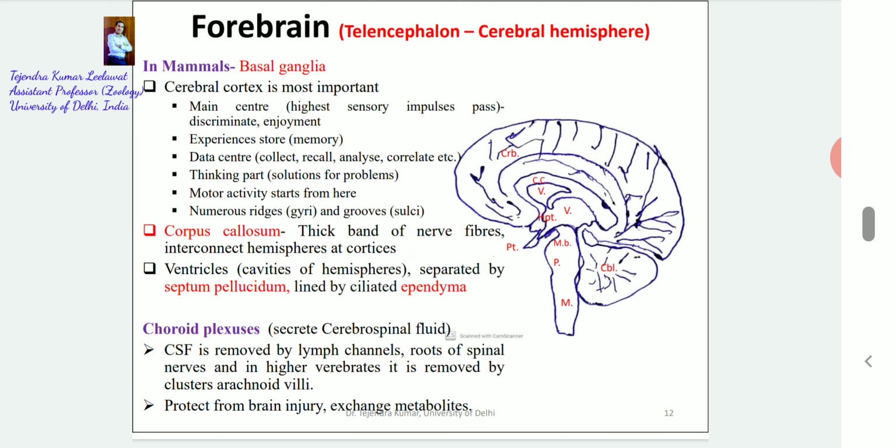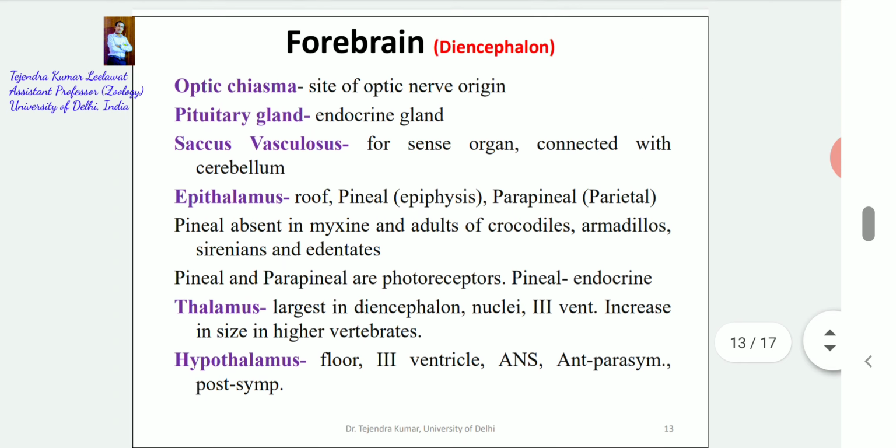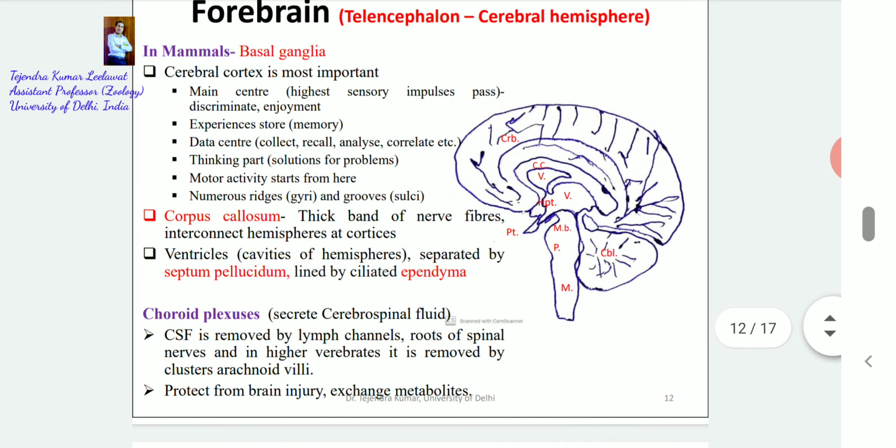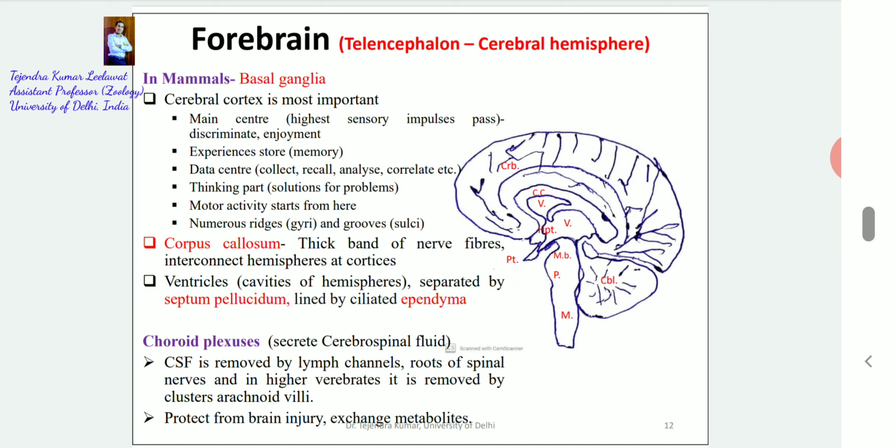Next, what is the function of the choroid plexus? Choroid plexus protects us from brain injury and exchanges some metabolites here. One more thing I want to discuss is why they exchange metabolites, because the brain does not directly get energy from the blood as we gain it. They have some special type of cells, astrocytes. So that's why.